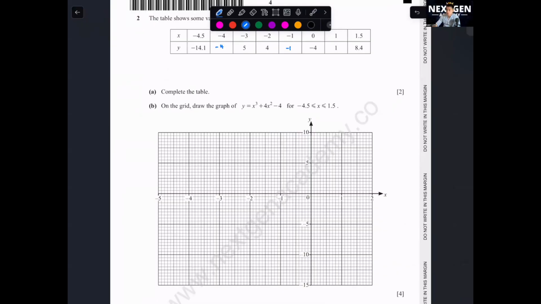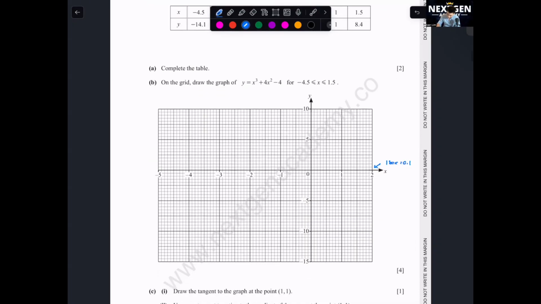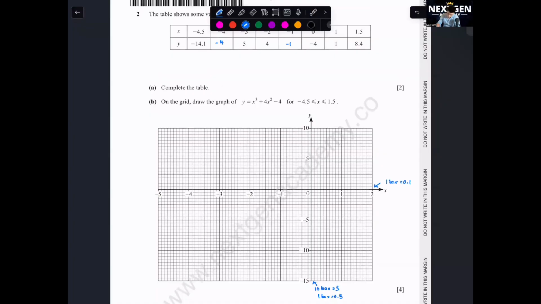Okay, let's sketch this out. Minus 4.5, so here minus 4.5, minus 14.1. For this, we have to determine the x scale first. This one is 1 box equals 0.1. For this one here, 10 boxes equals 5, so 1 box equals 0.5. So here will be negative 4.5, negative 14, which is this one.